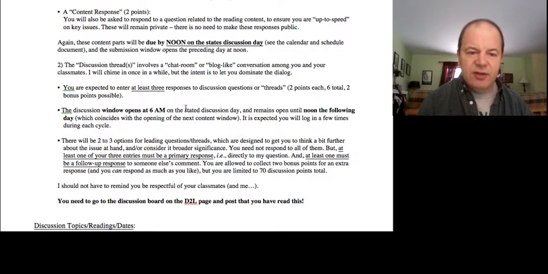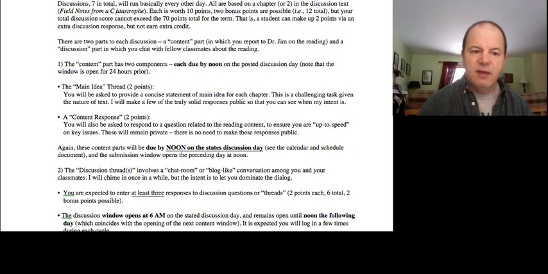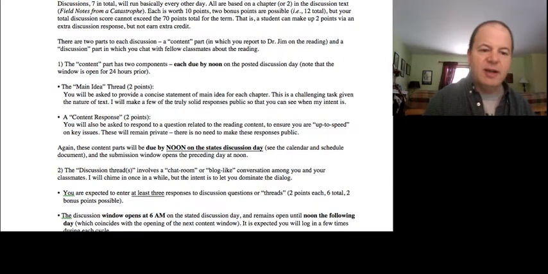So the idea here is that you get 2 points for each response, up to a total of 10 for each discussion, although there are 2 bonus points. And one of those responses must be a primary response to the question. One of them must be a response to one of your classmates' responses. And there is no limit. I mean, you can participate as much as you want.